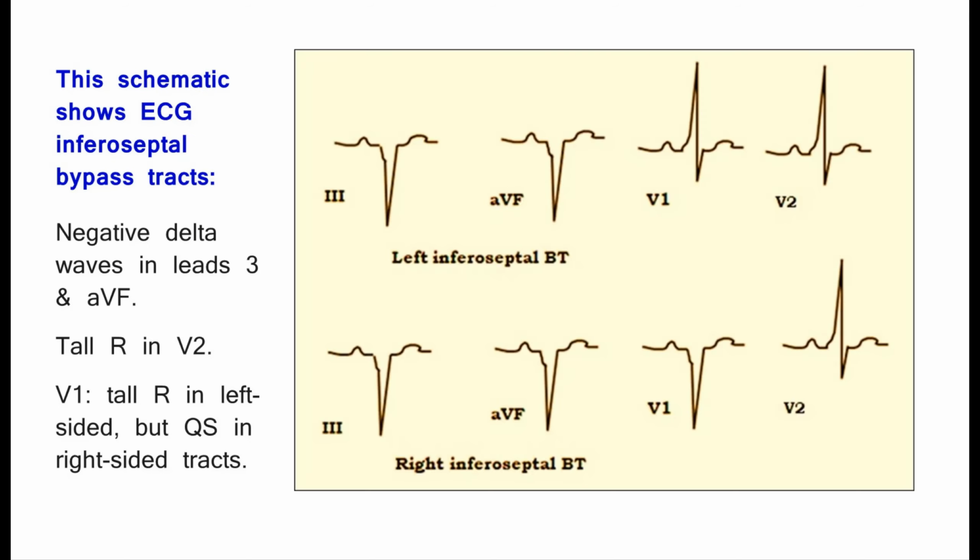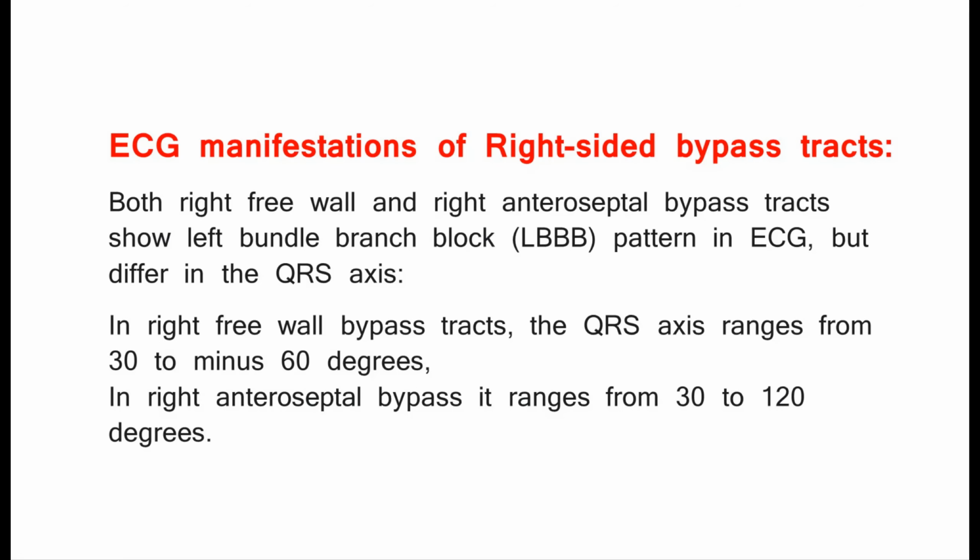This schematic shows ECG inferoseptal bypass tracts. Negative delta waves in leads 3 and AVF. Tall R in V2. V1, tall R in left-sided, but QS in right-sided tracts. ECG manifestations of right-sided bypass tracts. Both right free wall and right anteroseptal bypass tracts show left bundle branch block, LBBB, pattern in ECG, but differ in the QRS axis. In right free wall bypass tracts, the QRS axis ranges from 30 to -60 degrees. In right anteroseptal bypass it ranges from 30 to 120 degrees.